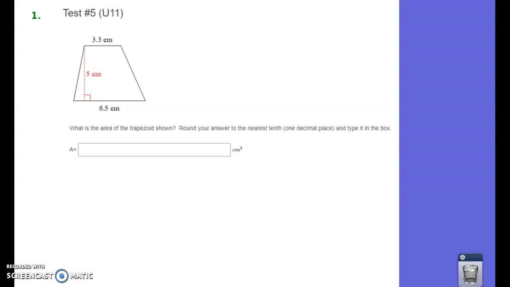Okay, geometry, let's go over our test, number 5. It's basically the Unit 11 test. So this is a trapezoid. It asks the area. So first thing we do is go to the formula sheet and we write down the formula. Area equals 1/2 the height, base 1 plus base 2.